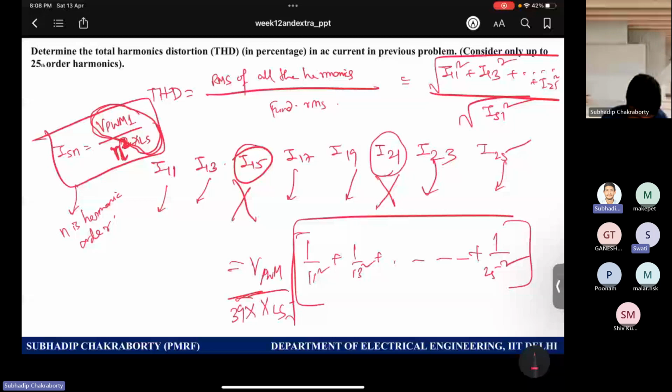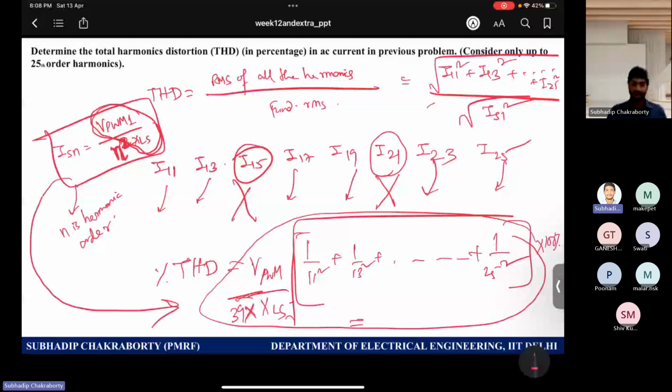Square will come. Okay, correct. So what will THD be? Multiply it by 100%, right? So what is the answer? Tell me. This step is clear how it follows? Anyone having any doubt, please ask me. It follows from the definition of THD. You take common, and you will get this.